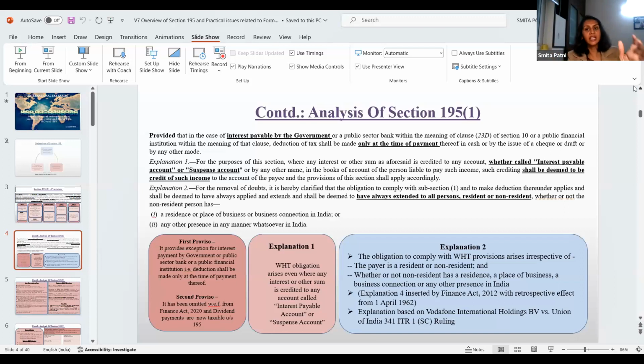So that is what this explanation says, that even if the payment is between NR to NR, it doesn't matter. The payee can be anyone, and as already reiterated, the payer can be anyone. It can be a non-resident or a resident. So in this case, explanation 2 has been brought into the ambit. It was inserted by the Finance Act 2012 with retrospective effect from 1962, saying that it was always clear that payment between NR to NR is taxable in India.